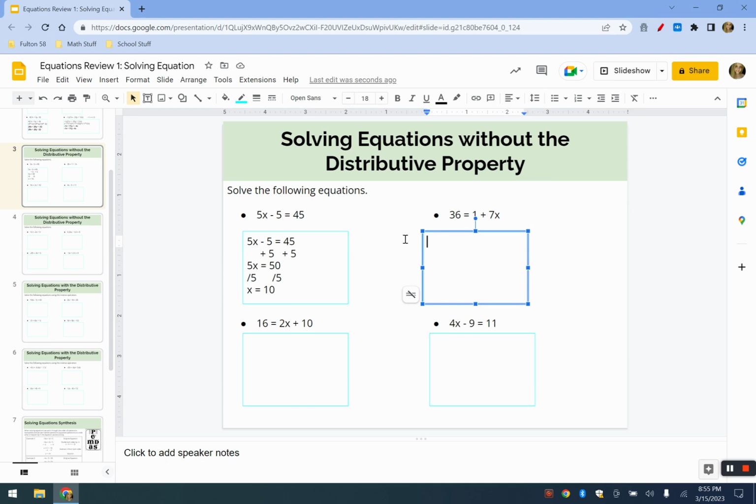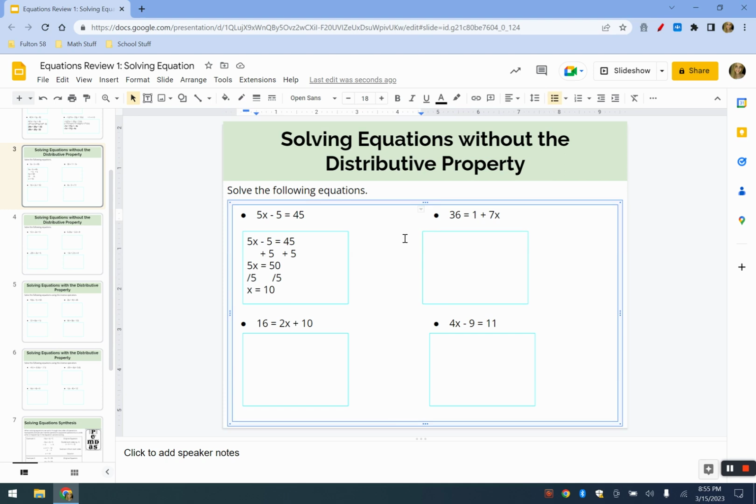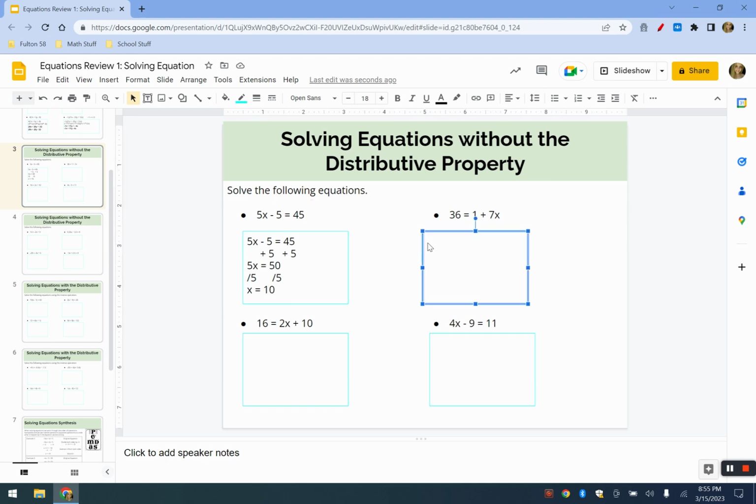Now on the second equation, it's backwards. So what I always tell you guys to do is just rewrite it, but put your total in the back where you are always used to it being. So instead of 36 equals 1 plus 7x, we now have 1 plus 7x equals 36. It's the same thing. It's just written in the form that you are used to.